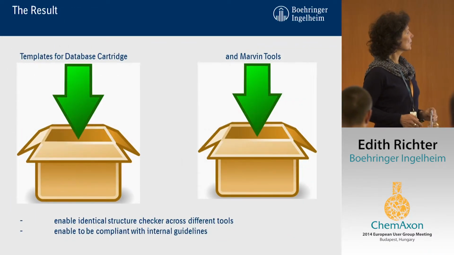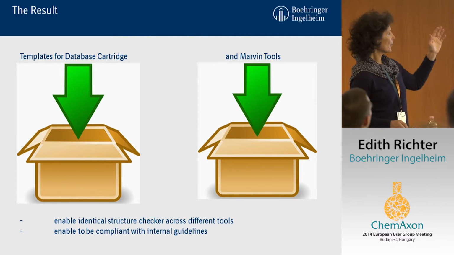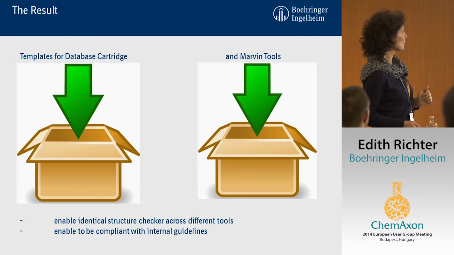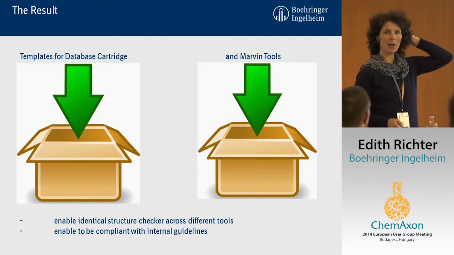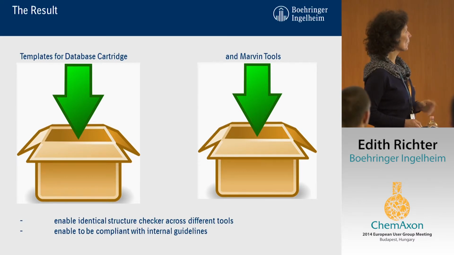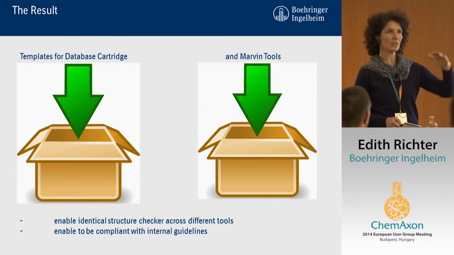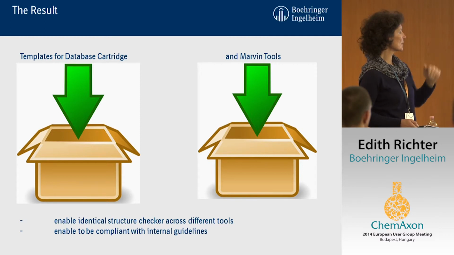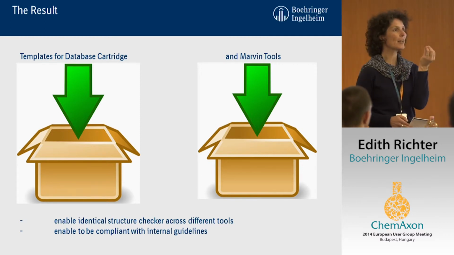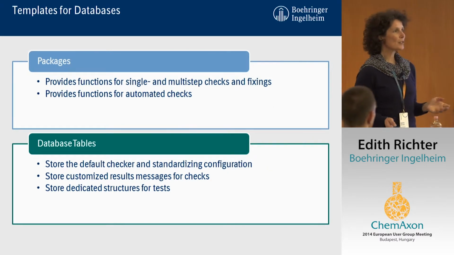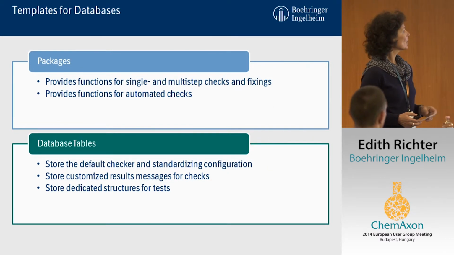So how did we do this? We did this for the database cartridges with just Oracle packages and Oracle tables with configurable elements, and we did this with Marvin tools. So everybody can use this, and we are sure that we do have the same structure checkers based on the level of clients and on the level in the database as well, and that we have the same regarding the checks itself. It was, I have to say, rather easy to do.